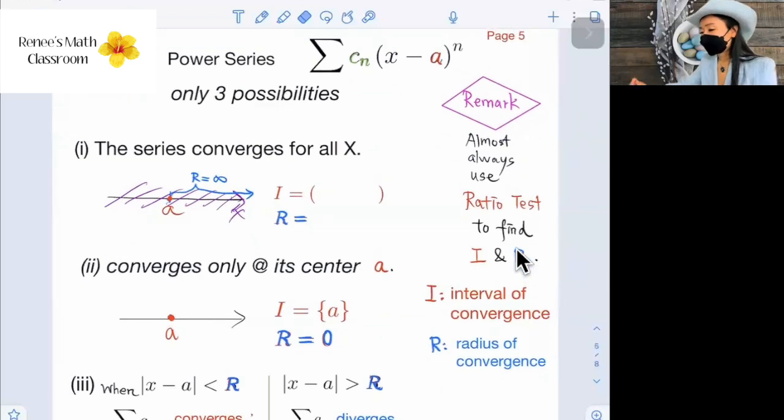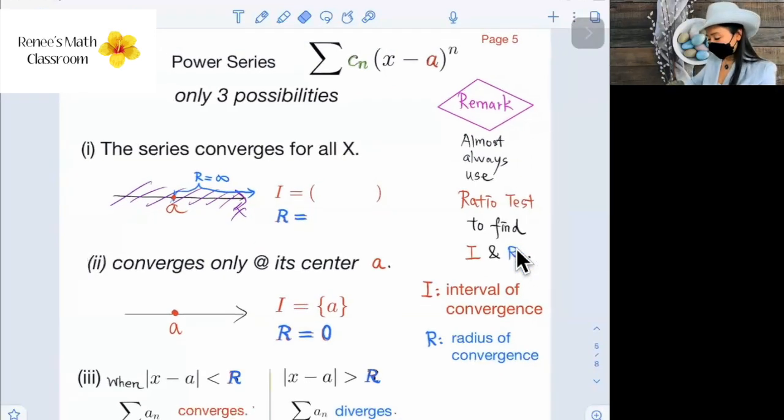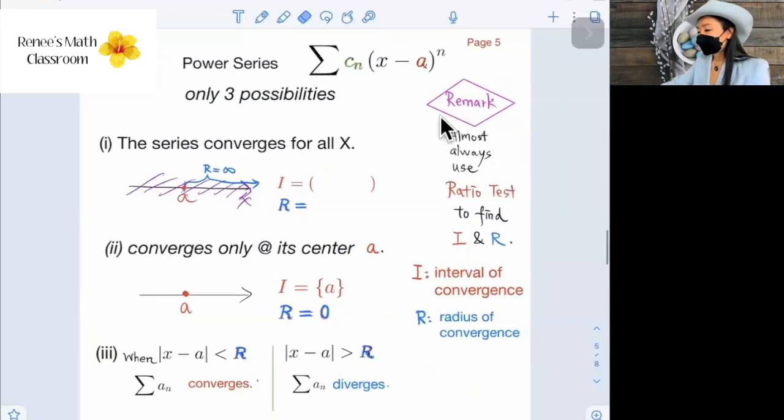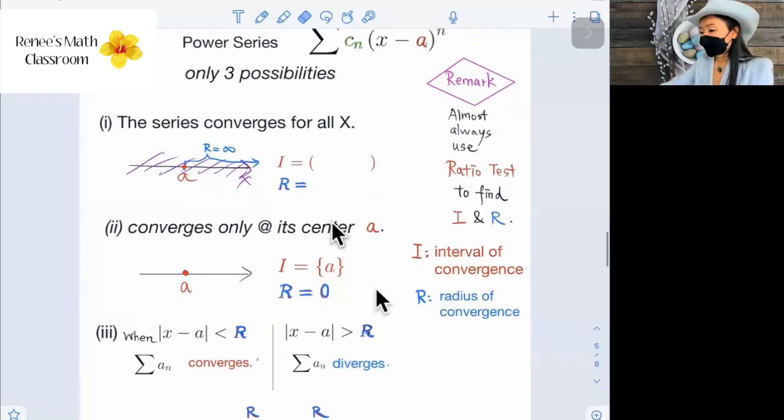Okay, now we come to this theorem. We're not going to prove it. It's already proven. So what's this theorem? It's kind of important. This says that every power series is going to fit in one of these possibilities. The first possibility here is the series converges for all x.